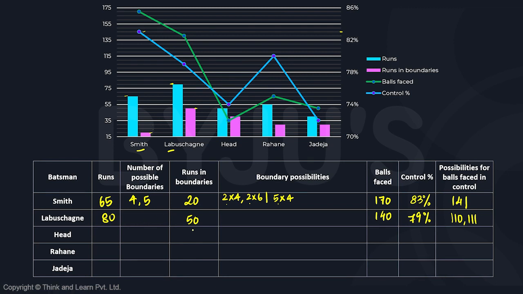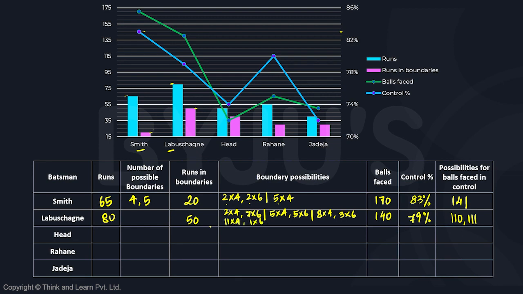Okay. So if we need 50 runs from the boundaries, what are the possibilities? The first one is we can have 2 fours, that is 8, and we need 42, so 7 sixes. Or we can have 5 fours, that is 20 runs, and 30 runs should come from sixes, so that is 5 sixes. Or we can see number of fours is increasing by 3, so we can have 8 fours, that is going to be 32. We need 18 more runs from sixes, so 3 sixes. Or 8 plus 3, 11 fours and 1 six.